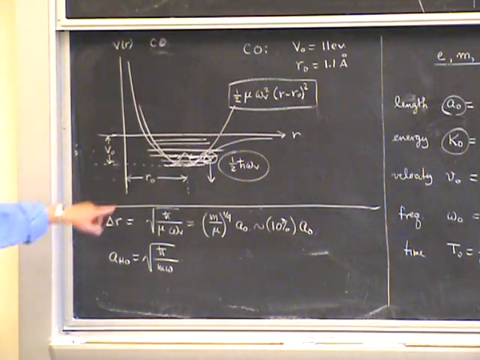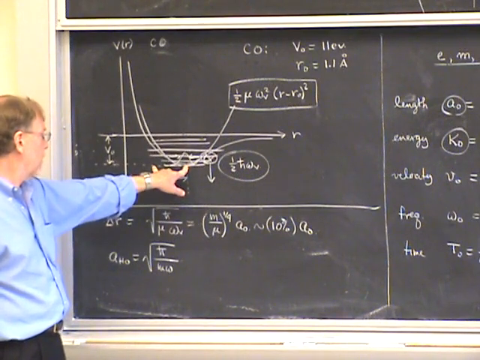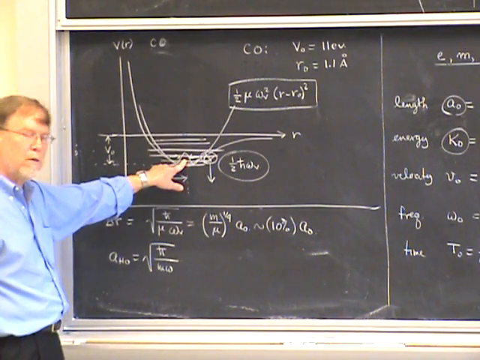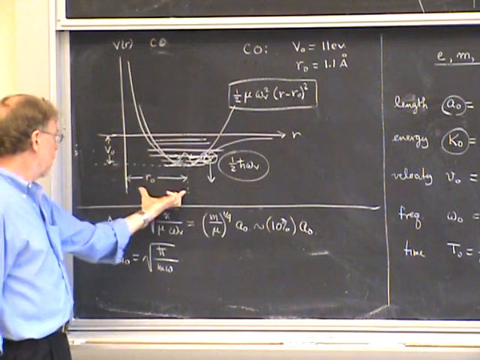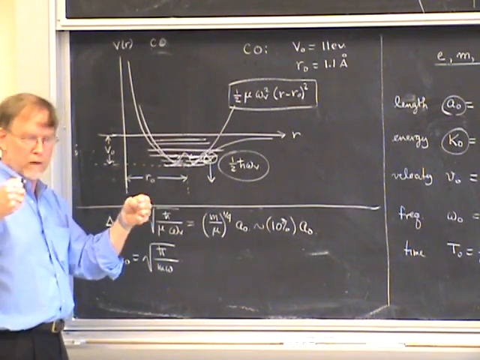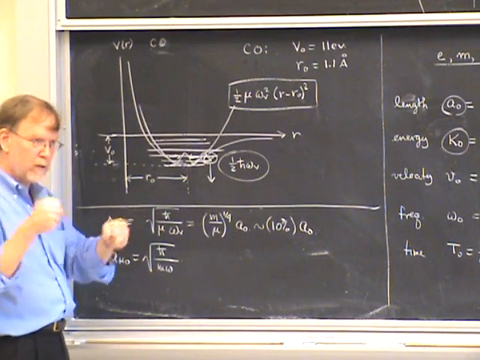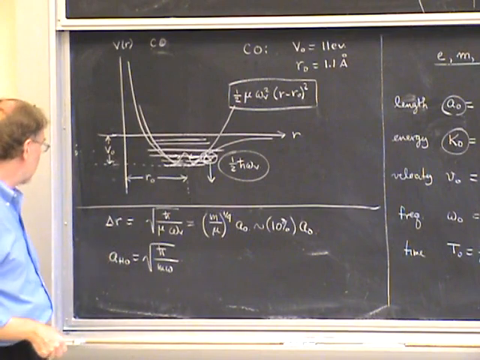And so, very roughly, the idea is that in the ground vibrational state, the molecule is undergoing a zero-point oscillation whose magnitude is about 10% of the equilibrium radius. And in that sense, it is roughly a rigid rotor. It's got some small vibrations. The radius doesn't change very much.